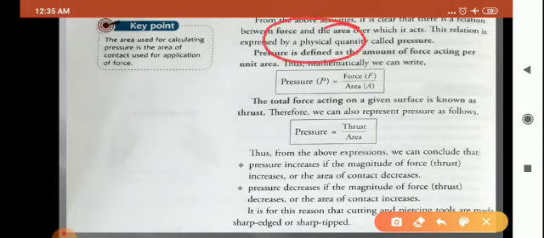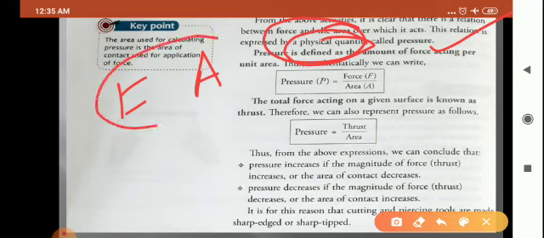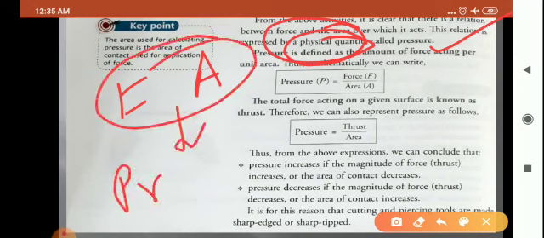So now till now, children, we have studied two activities, and in both the activities we have studied the relation between force and area, means force and area have some sort of relation, and this relation is expressed by a physical quantity which is called pressure. Okay, this relation between force and area is expressed by a physical quantity called pressure.